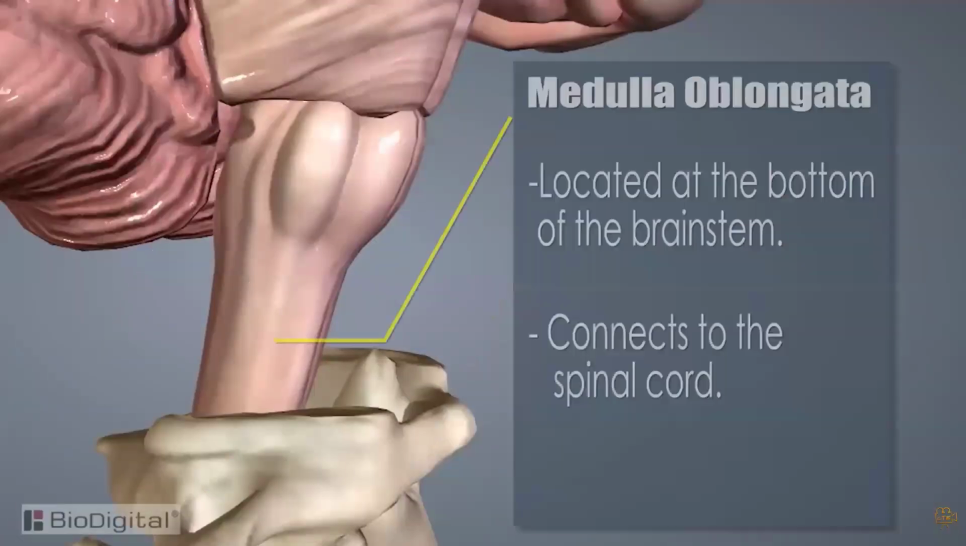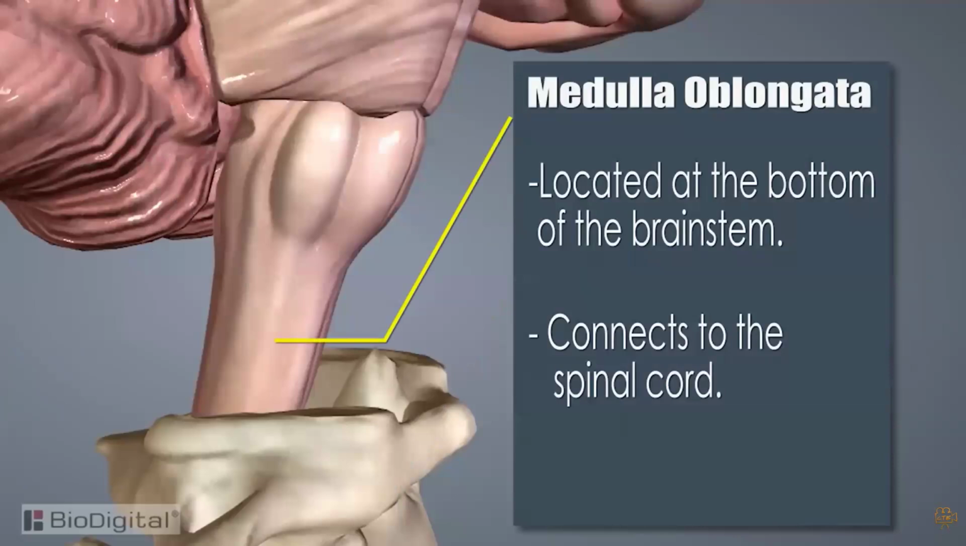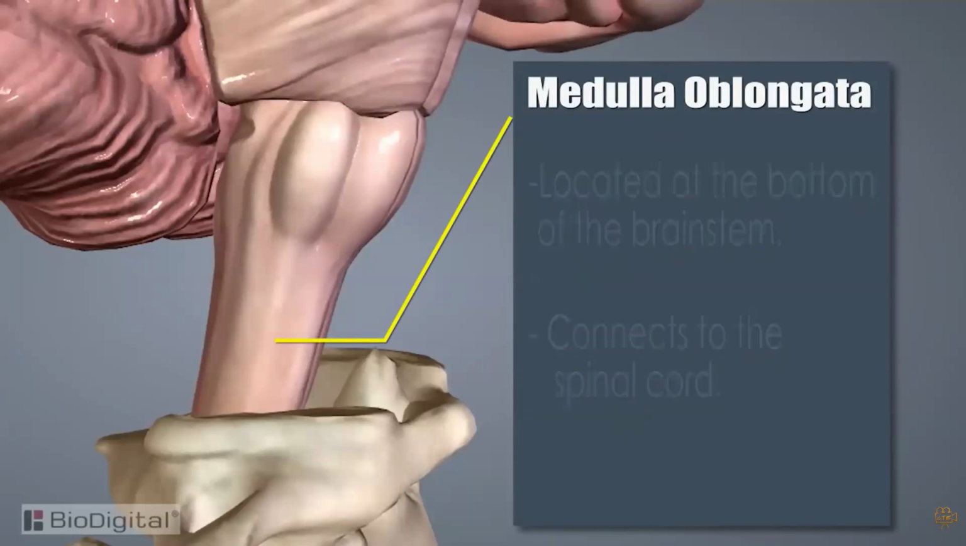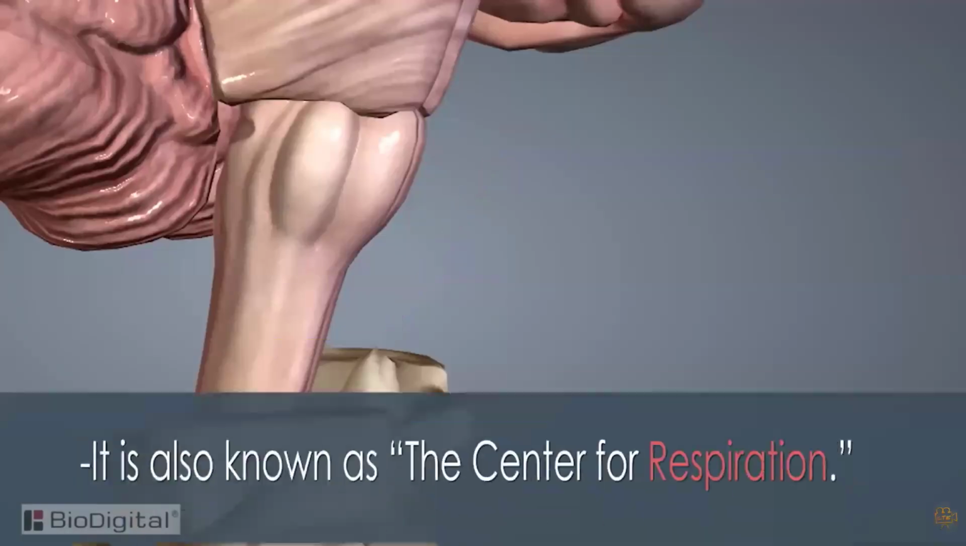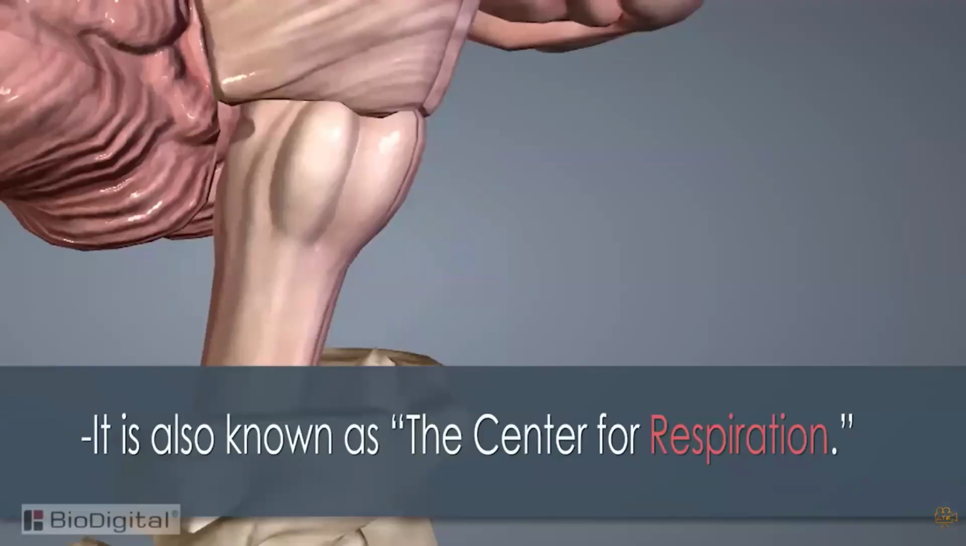And the last section is the medulla oblongata. It's the lowest part of the brainstem, and it connects with the spinal cord and is responsible for regulating heart and blood vessel function, digestion, respiration, swallowing, coughing, sneezing, and blood pressure. It's also known as the center for respiration.